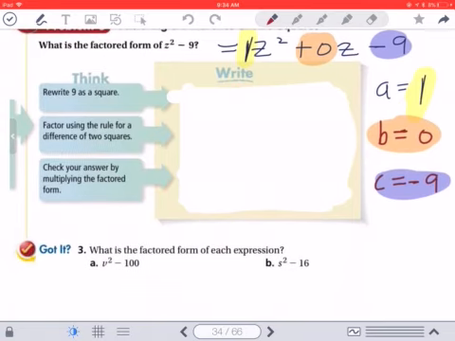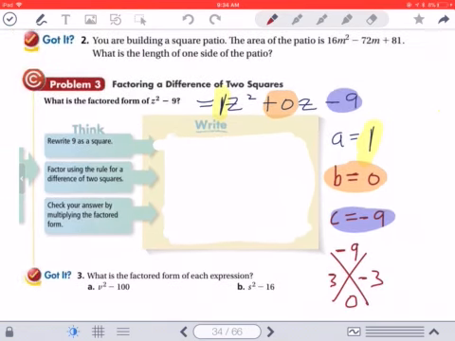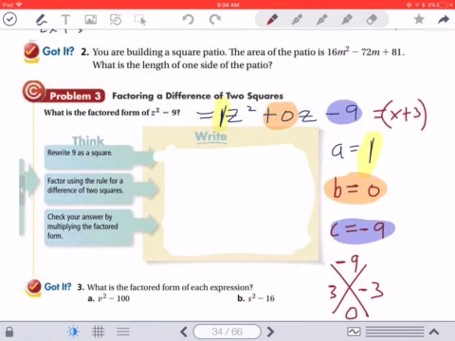So I can still factor this. What multiplies to negative 9 and adds to 0? Well, the answer is going to be 3 and negative 3. So they're the same, but opposites. Okay, so 3 and negative 3. So this is going to factor into x plus 3, x minus 3.